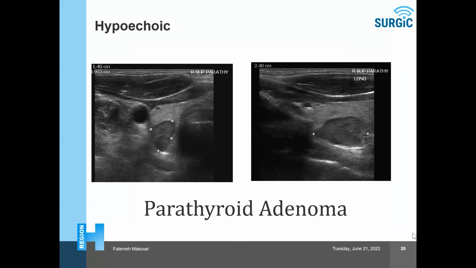Hypoechoic structures appear darker or less echogenic than surrounding structures. A parathyroid adenoma will frequently appear as a hypoechoic structure adjacent to the normal thyroid gland. The carotid artery contrasts the difference between anechoic and hypoechoic structures.